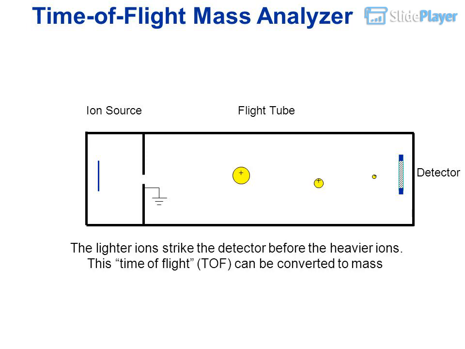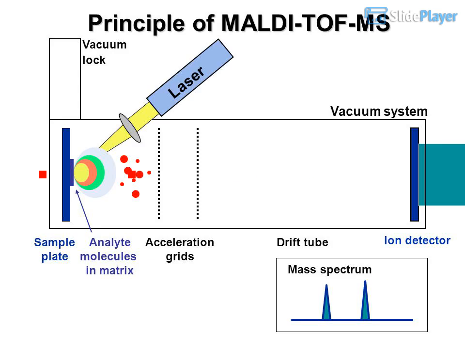Time of flight mass analyzer: ion source, flight tube, detector. The lighter ions strike the detector before the heavier ions. This time of flight, TOF, can be converted to mass. Principle of MALDI-TOF MS.